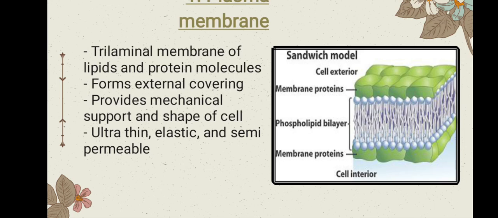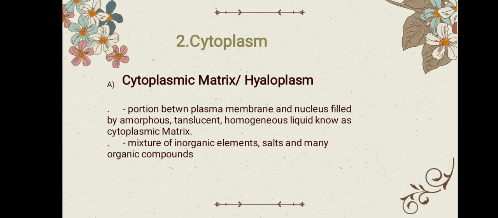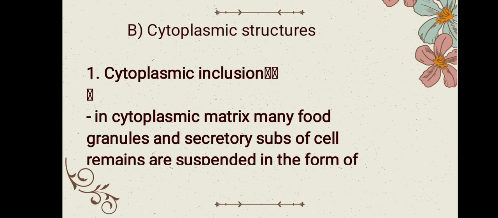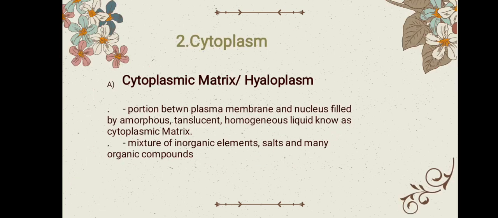Now let's go towards the cytoplasm. Cytoplasm has two structures: the cytoplasmic matrix, or we can say haloplasm, and the cytoplasmic structure. First let's go through what the cytoplasmic matrix, or haloplasm, is. It is nothing but the portion present between the plasma membrane and the nucleus, which is filled by an amorphous, translucent, homogeneous liquid known as the cytoplasmic matrix.